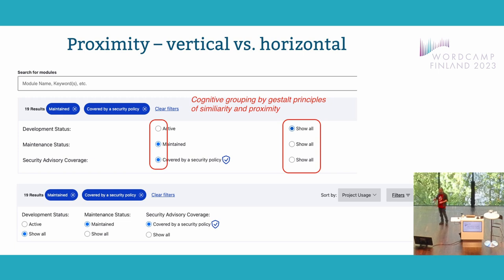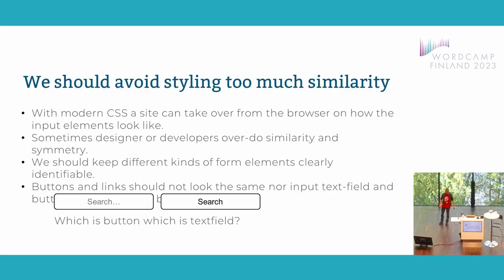But that's a very simple thing that Germans figured out in 1920. And we should avoid styling with too much similarity. It was easier in the old days, when you just had that HTML tag and couldn't do much else, maybe change some colors. But now we can do almost everything with CSS. And we should avoid styling with too much similarity.